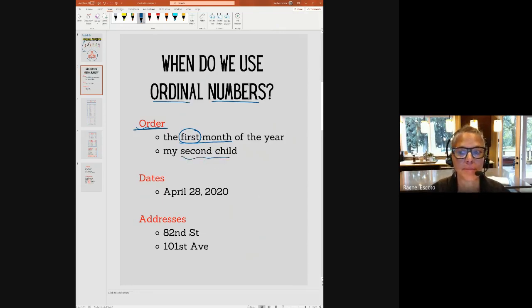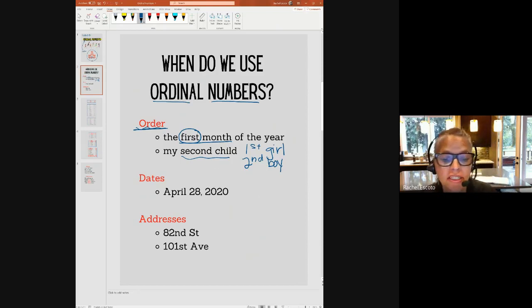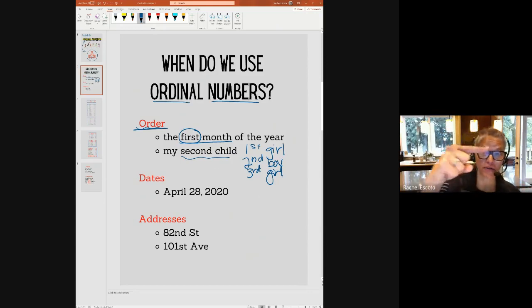We can talk about, for example, my children. Oh, you can't see my picture here. Too bad. If I could show you my picture, you could see I have 3 children. My first child is a girl. My second child is a boy. And my third child is another girl, right? So we say order: first, second, third.